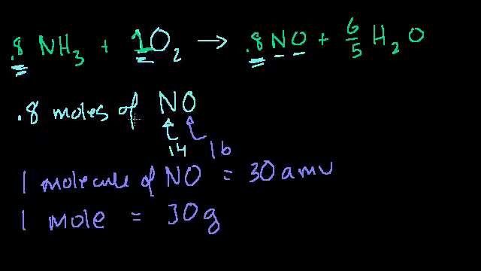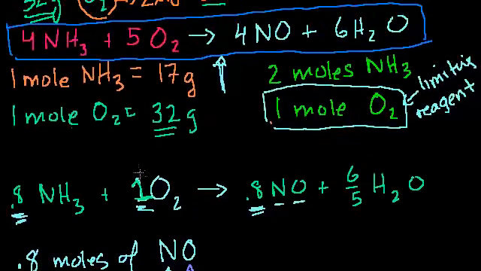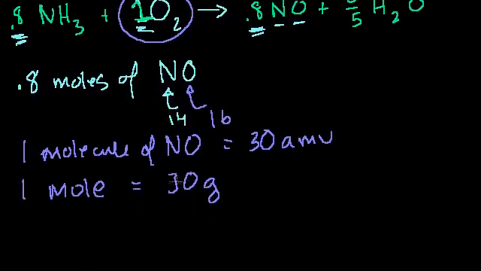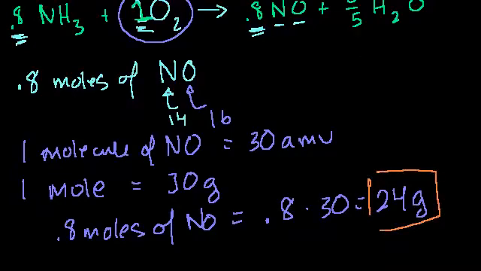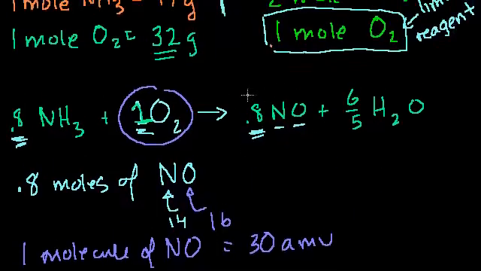And how many moles are we producing in this reaction? Because oxygen was the limiting reagent, we only had 1 mole of oxygen here. Because of that, we can only produce 0.8 moles of nitrogen monoxide. 1 mole is 30 grams. So 0.8 moles of NO is equal to 0.8 times 30, which is 24 grams. So we're going to be able to produce 24 grams of nitrogen monoxide.